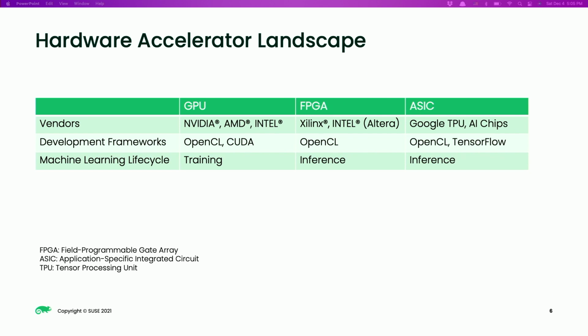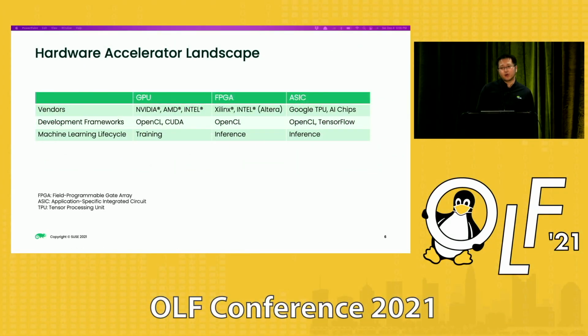Actually, we should call it the general purpose GPU. It's only for computing, and we have NVIDIA, AMD, and Intel. Like I said, it can provide the OpenCL and CUDA libraries. If you are doing the training we just discussed earlier, you basically need the GPU there. But that's not the only option, especially when it comes to the inference phase.